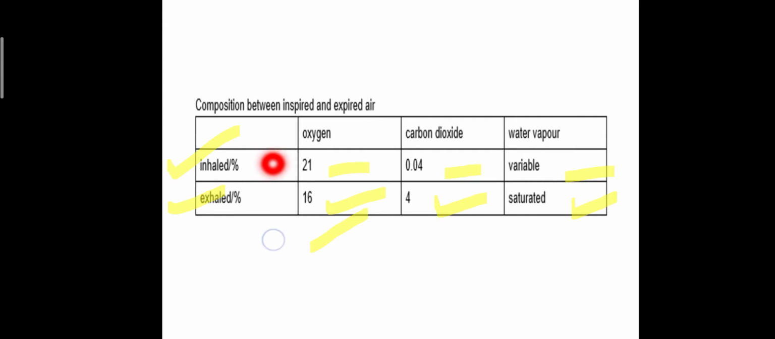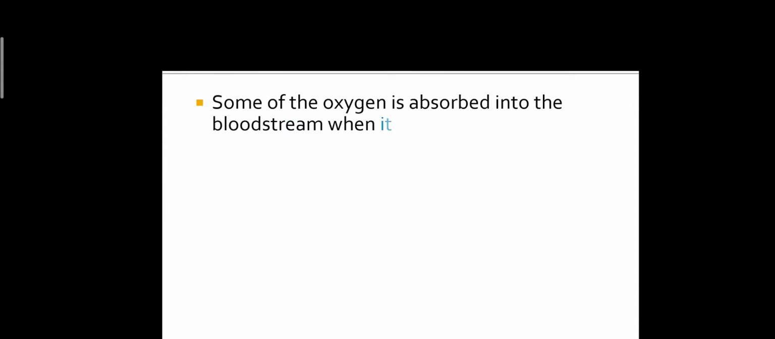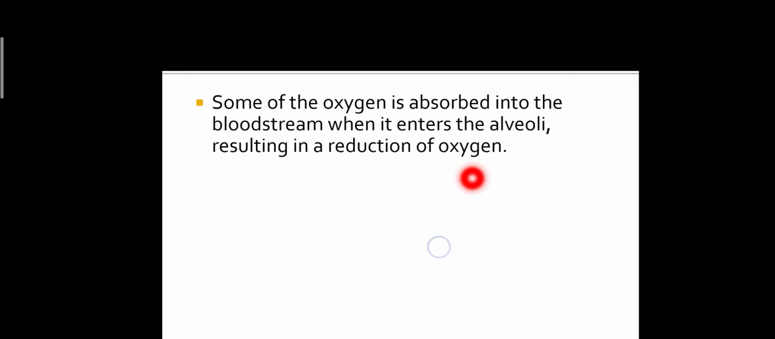So in inspired air, oxygen is 21%, carbon dioxide is 0.04%, and water vapors are variable. While in expired air, oxygen is 16%, carbon dioxide is 4%, and water vapors are saturated. Some of the oxygen is absorbed into the bloodstream when it enters the alveoli, resulting in the reduction of the oxygen.